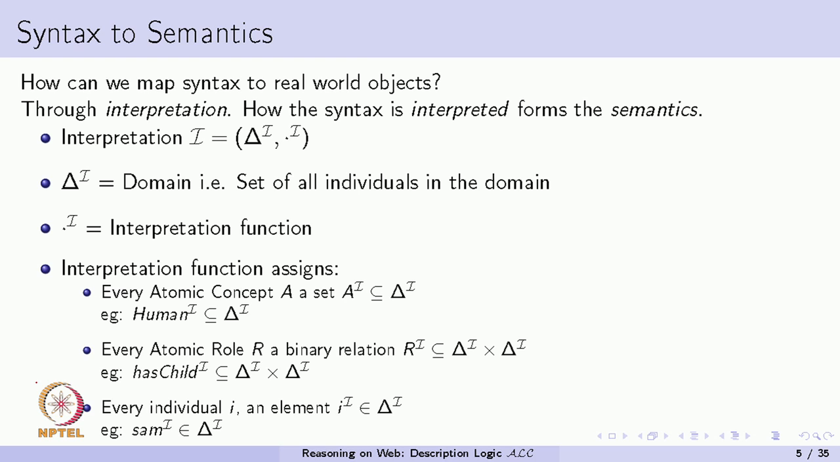So, the domain we will call delta, and under the interpretation I, the interpretation function is I. And like in the language that we just saw, concepts are subsets of the domain, atomic relations are subsets of the cross product of the domain, and individuals belong to the domain essentially. So, that is the same as what we did earlier.